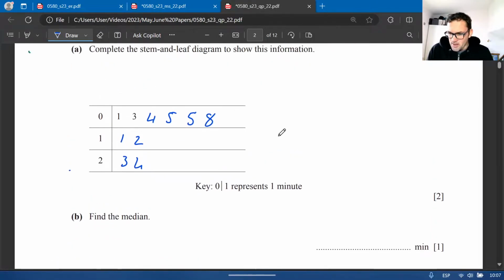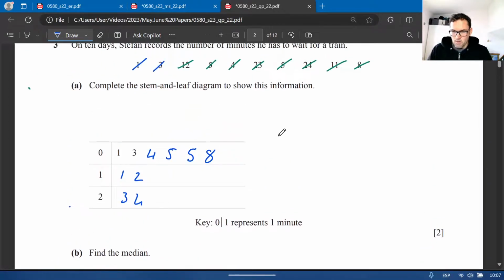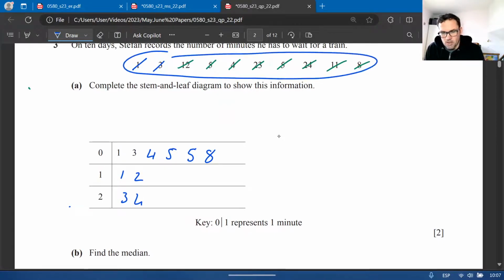Next, find the median. The median is the middle number. One way is to take these numbers and write them from the smallest to the biggest. We kind of already did this here, with 1 being the smallest and 24 being the biggest. Now there are 2 ways to find the middle. One way is to just chop it in half. Now be careful.